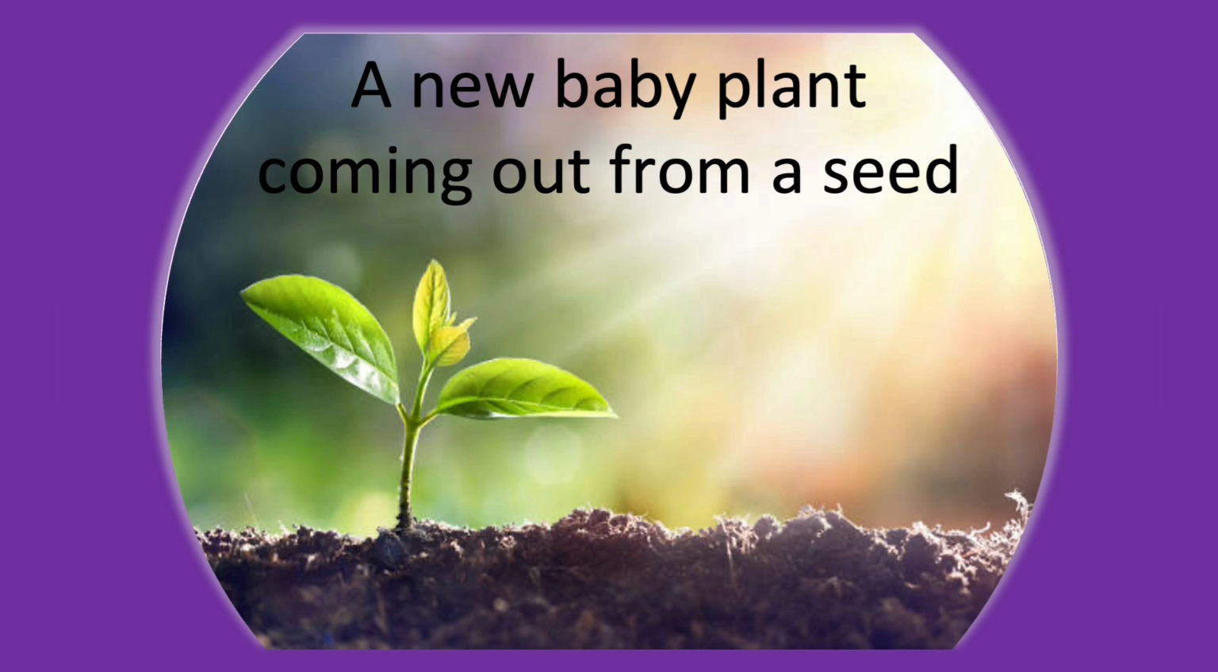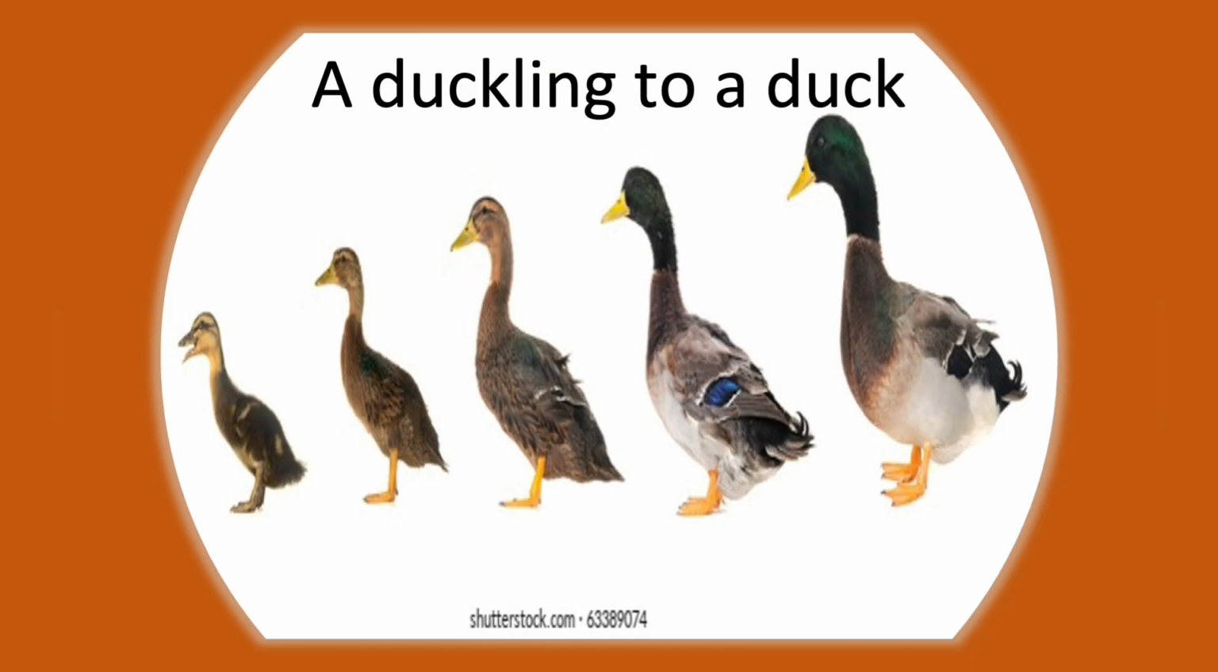Next one. A new baby plant is coming out from a seed. So what is it? It's a reproduction. Yes, it's a baby plant. So it's reproduction. A duckling to a duck. From the small, it's becoming adult. What is it? That's growth. Growth, yes. It's growing. So it is growth.